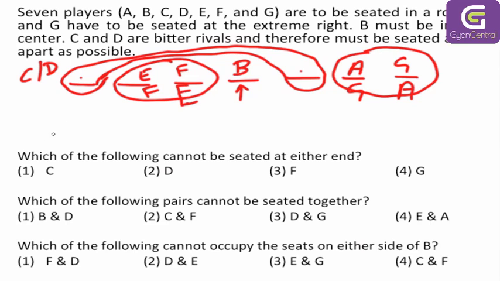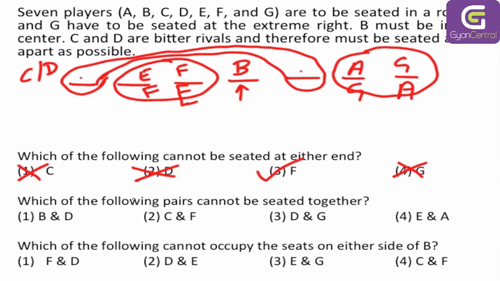Now you look at the questions, you will believe me when I said they are a lot simpler now. Which of the following cannot be seated at the either end? So A and G can be at the right end. So G is out as an option. A is not even there. C and D can be at the left end. So C is out, D is out. F cannot be at the either end. It will be either at the 2nd position or at the 3rd position. And that is the reason F is our answer.